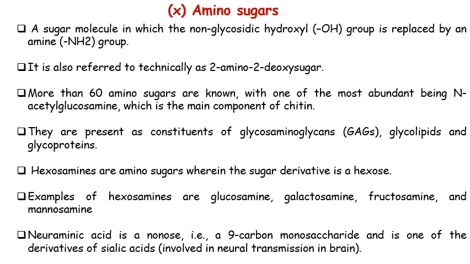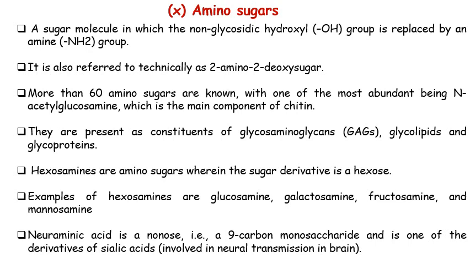Furthermore, if we talk about a nonose sugar, that is neuraminic acid. Neuraminic acid is a nine-carbon monosaccharide with an amino group, and it is one of the derivatives of sialic acids, and these sialic acids are involved in neural transmissions in the brain.